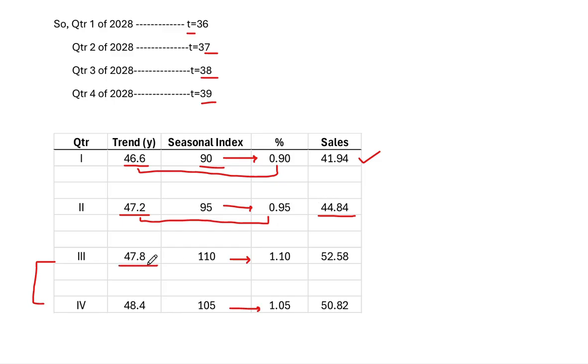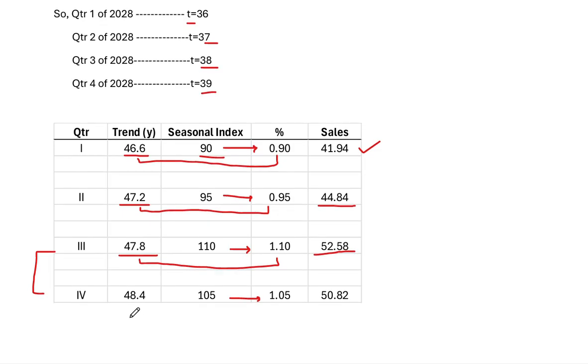For quarter 3, 110% of 47.8 will be 52.58. For quarter 4, 105% of 48.4 will be 50.82. So as per the question, we have calculated all 4 quarter sales details for year 2028.